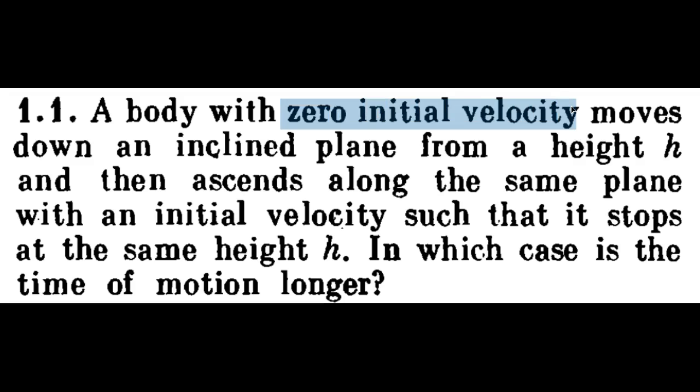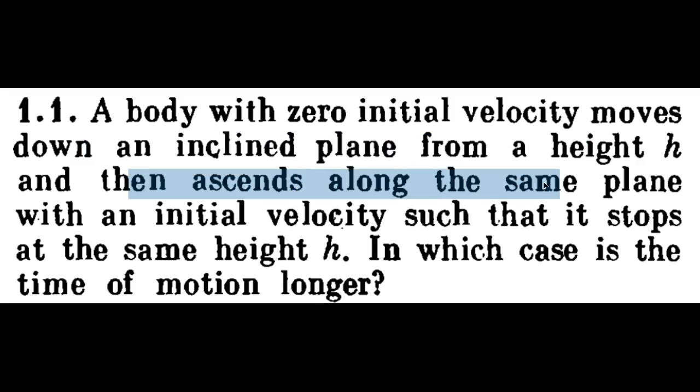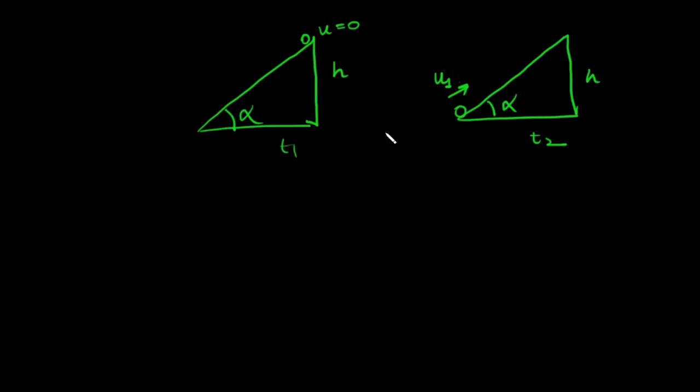So here u is 0. The body moves down an inclined plane from a height h and then ascends along the same plane with an initial velocity such that it stops at the same height h, okay? In which case is the time of motion longer? Alright, so here are the two situations. This is the first situation and this is the second situation. You see, in the first situation, the object is falling down with a zero initial velocity as mentioned in the question. In the second, let us say it is ascending with initial velocity u1.